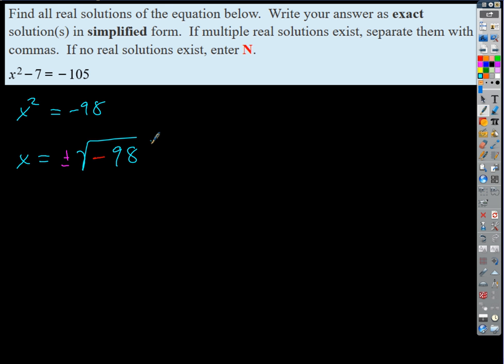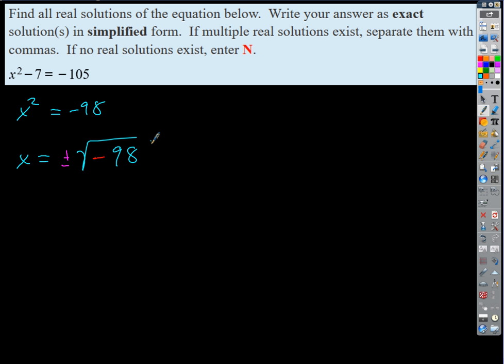Why did I make that negative red? That's important. Because taking the square root of negative 98, you can't do that. For real numbers, we can't do that. There's only two rules for real numbers. What number can't we divide by? 0, right? And we can't take an even root, so a square root for us now. That's the only even root we're working with now. We can't take a square root of a negative number.